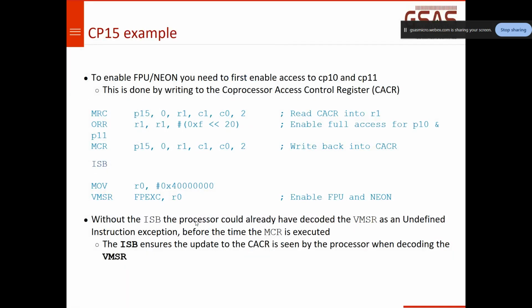Okay, so let's see an example of CP15. CP15, the coprocessor 15, is a control register we can take, for example, to enable the FPU, the floating point unit, or a NEON unit. So you need to first enable the access to coprocessor 10 and coprocessor 11. How do you enable this? We write to the coprocessor access control register, which is CPACR. This is an example I'm giving for Cortex-A.